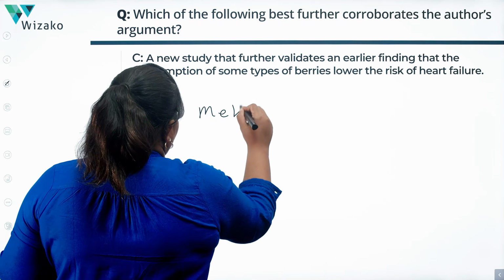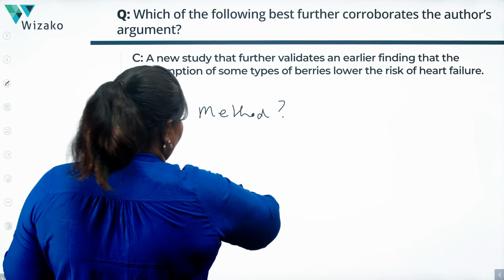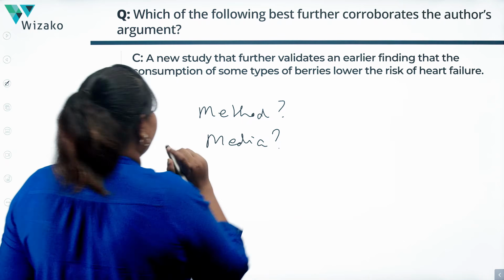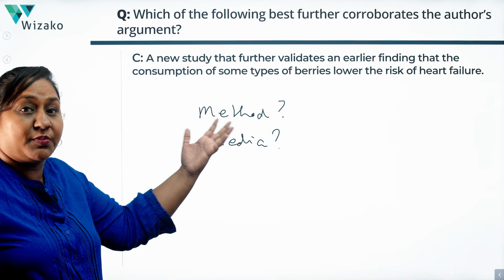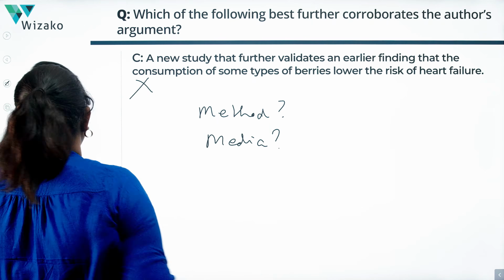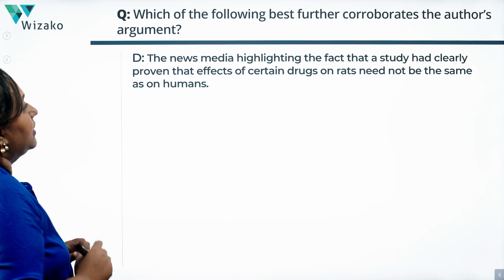Now, there is no mention of the methods, whether there was accuracy or inaccuracy in the method, nor is there any mention of media. So, for the same reasons as A, it doesn't talk about the two things that we want the option to talk about. C is also ruled out. Let's look at the next one.